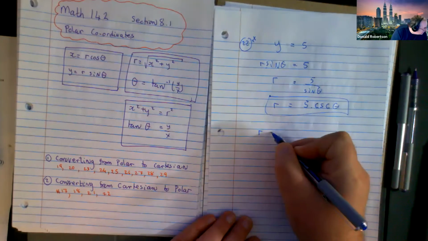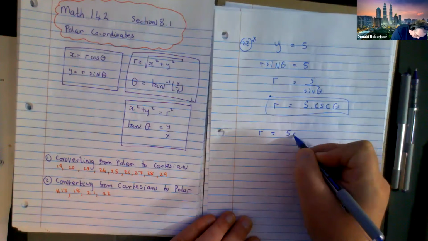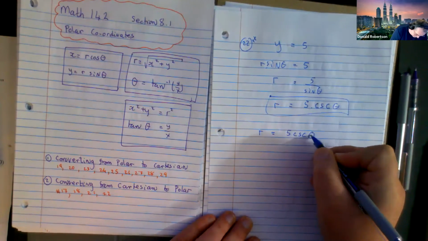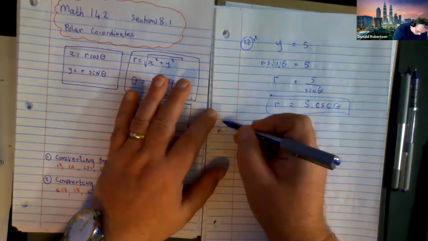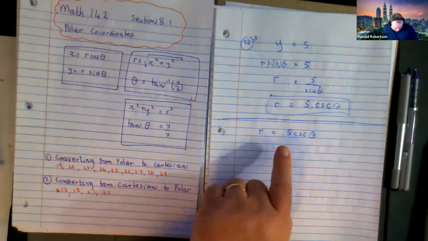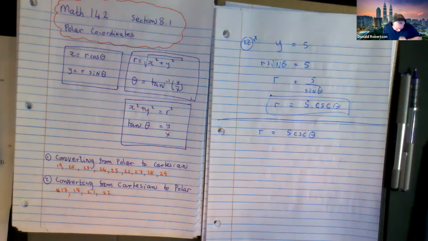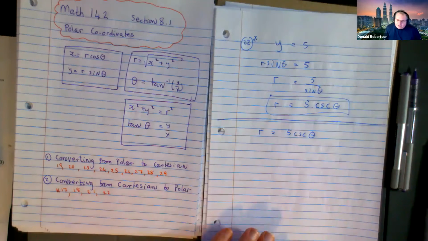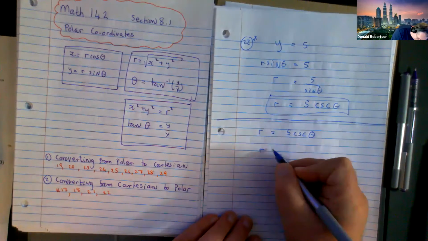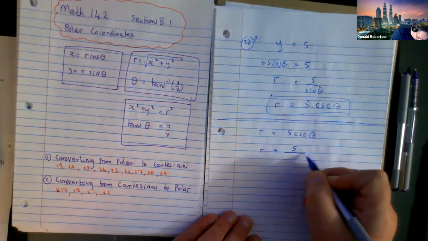We have r equals 5 cosecant theta. So this one I'm going to have to eventually turn into x's and y's, right? We've got polar, we want the other version. I'm going to have to do something here.